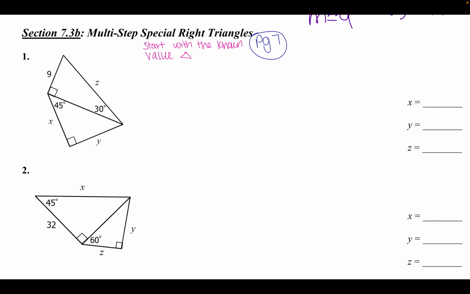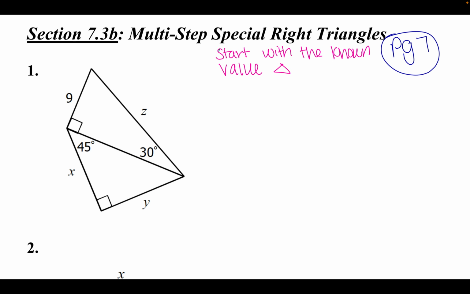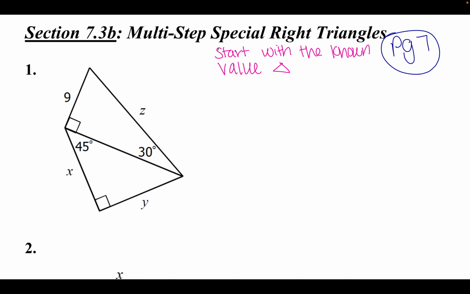7.3b multi-step special right triangles. So first thing you're going to do is start with the known value triangle. If we look at number 1, we have 2 triangles here.